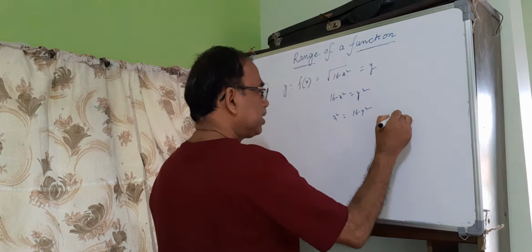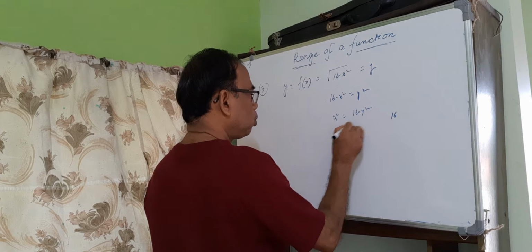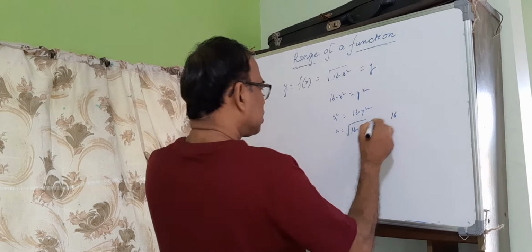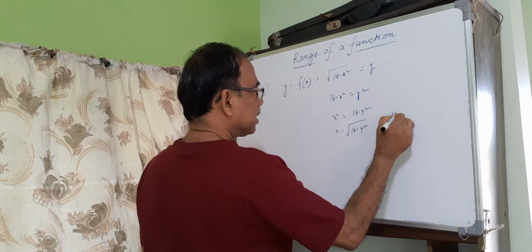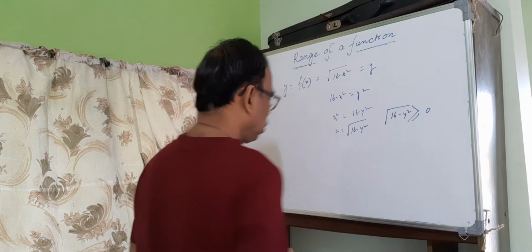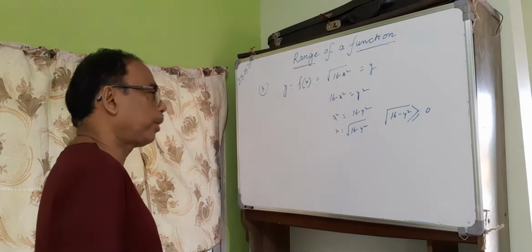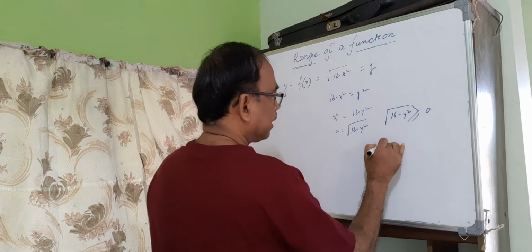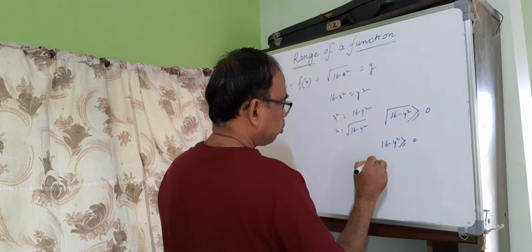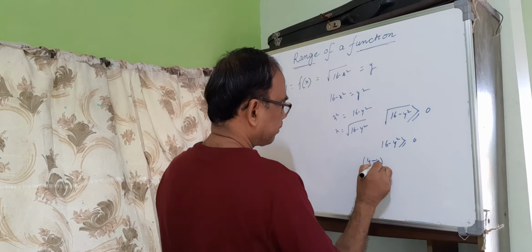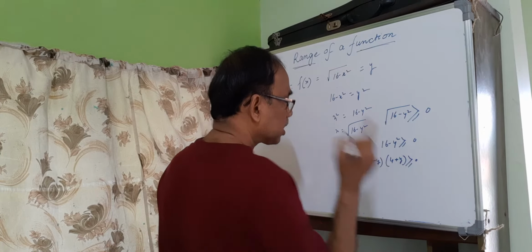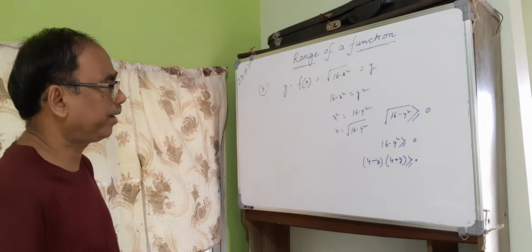So x equals root over 16 minus y square. Now 16 minus y square should be greater than or equal to 0. That is, 4 minus y into 4 plus y should be greater than or equal to 0. Just like domain, we have to find the range now.